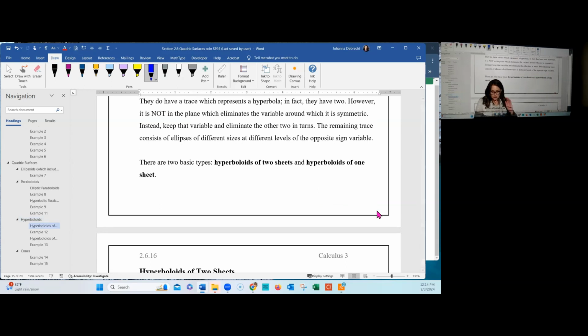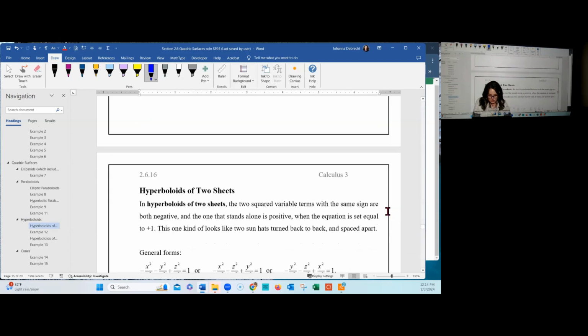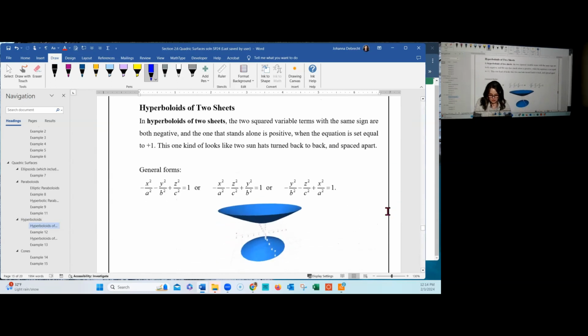So let's start with the hyperboloid of two sheets, which looks like this shape right here. All right, so when written on the same side of the equation, notice that two of the squared variables have the same sign. In the first one, they're both negative and the z squared term is positive. And in the second one, the x squared and z squared are both negative and the y squared is positive, and then the last has the remaining option. And this gives us hyperboloids of two sheets.